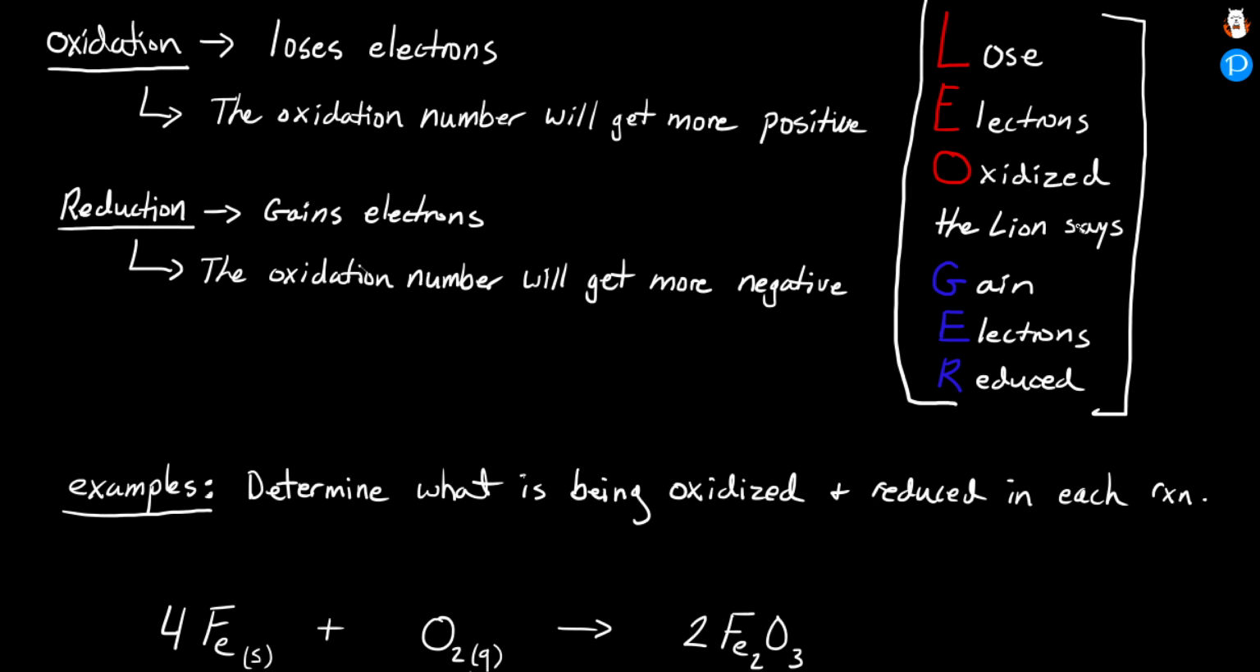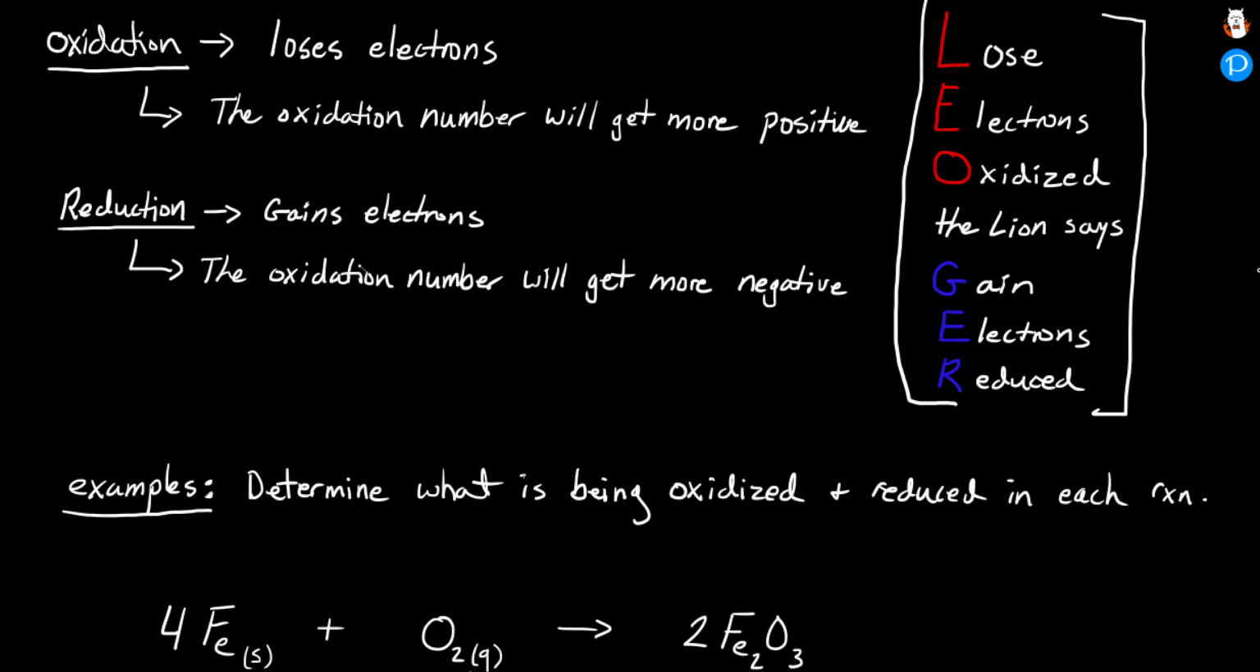Leo the lion says grr. So that Leo part there, the L stands for lose, E for electrons, oxidized. So losing electrons means that that thing is oxidized. If something is gaining electrons, it is reduced. So Leo, losing electrons, oxidized, grr, gaining electrons, reduced. It's a good way to remember that when we're looking at these problems.